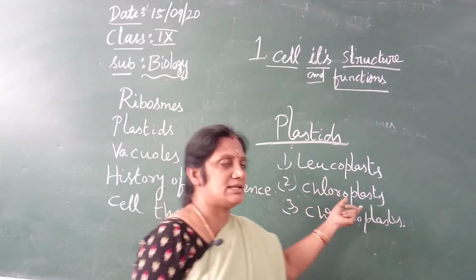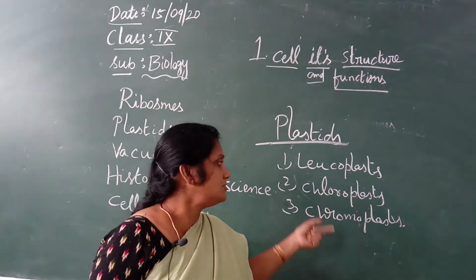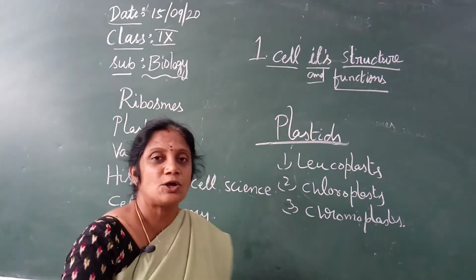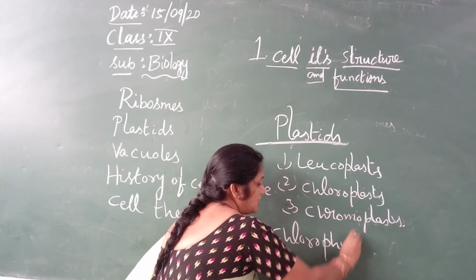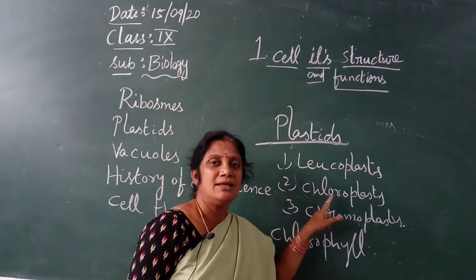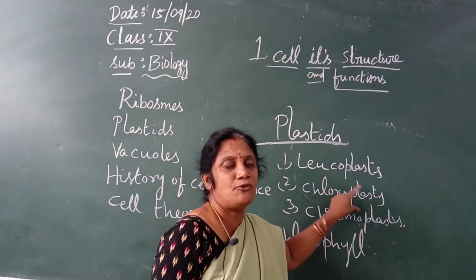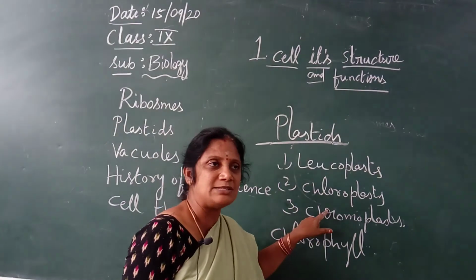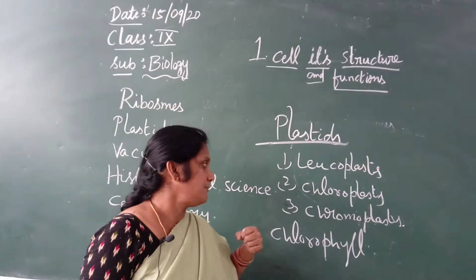And chloroplasts. All the plastids contain pigments. The chloroplast is a cell organelle which contains a pigment called chlorophyll. Because of the presence of chloroplasts in the plant cell, plants are green in color. Chloroplasts help in photosynthesis. Because of chloroplasts, we are getting food. Plants prepare the food, and the food is supplied to us directly or indirectly.